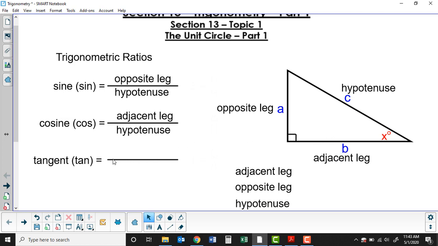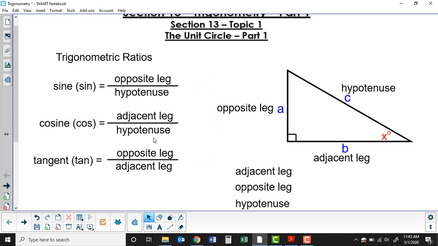And then finally, we've got the tangent ratio, and the tangent ratio is the opposite leg over the adjacent leg. So when you're talking about the tangent of this angle, the two sides that we would look at would be this one and this one. And these are the trig ratios that you should write down. These are the ones that you should kind of memorize.